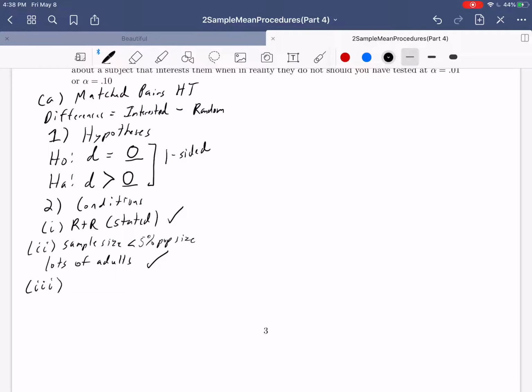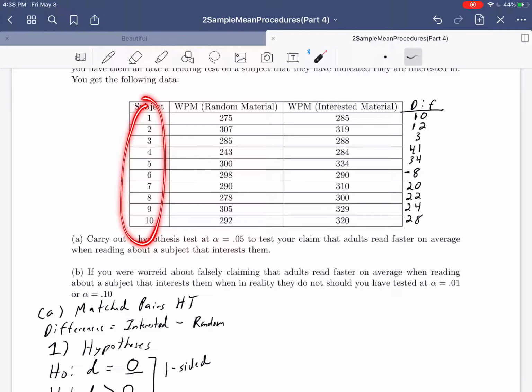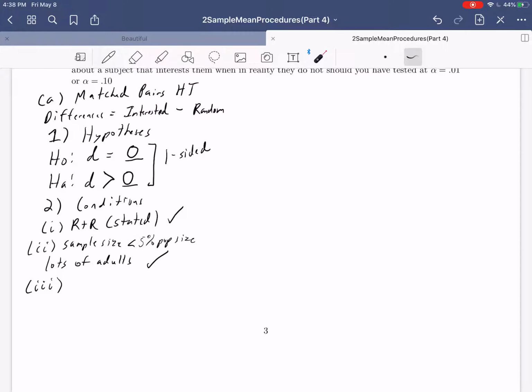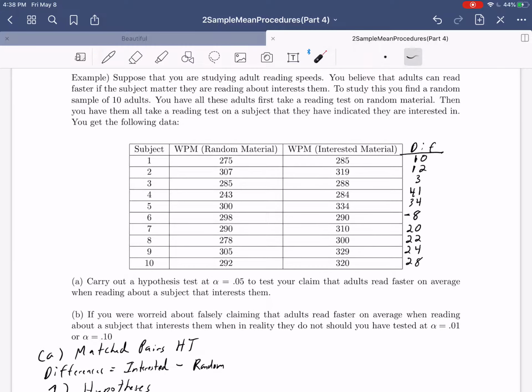The third and final one, we've gotten away a lot of times by just saying that our sample size is greater than 30. That's not going to work here because we only have 10 subjects. So we're going to need to actually look at the data. Specifically, we're going to need to look at these differences. So we need to check, are the differences approximately normal? So we can do a nice stem and leaf plot here.